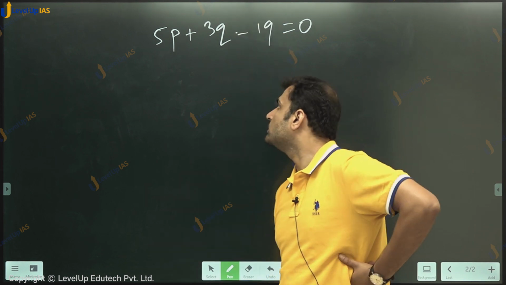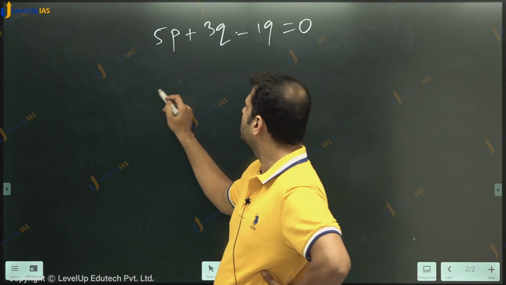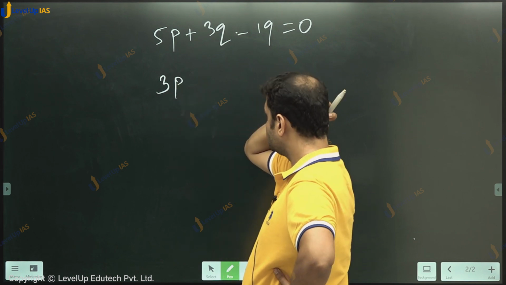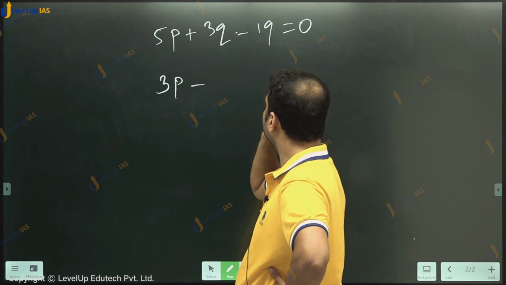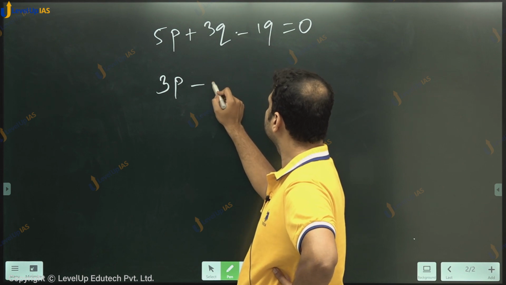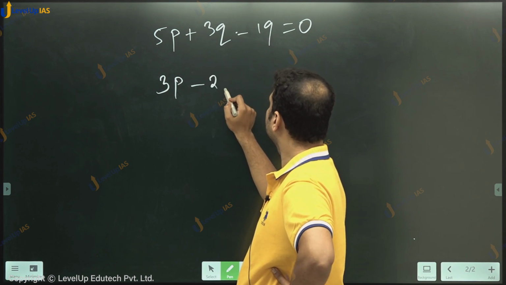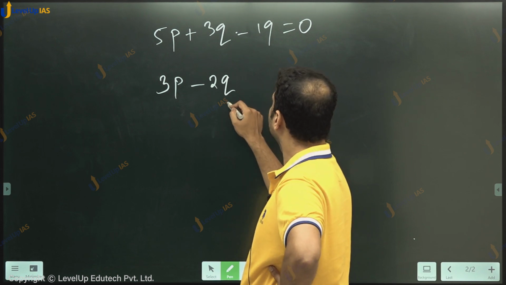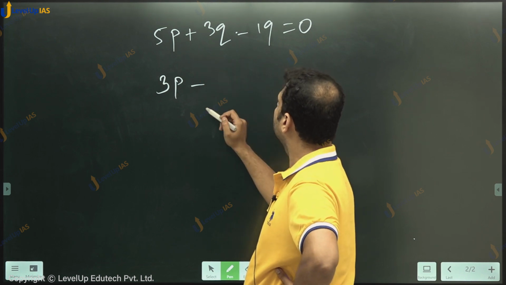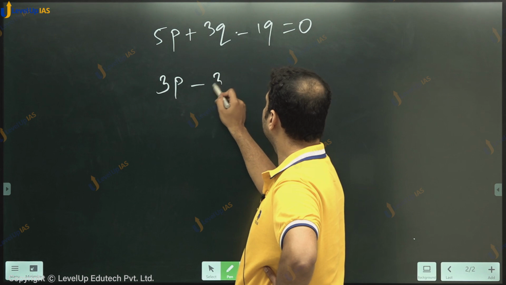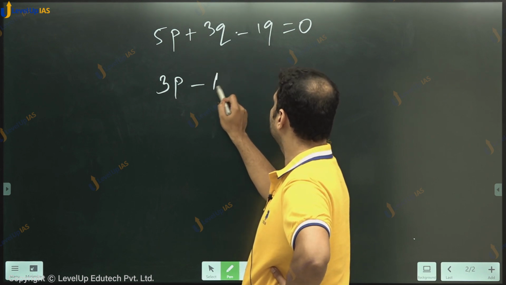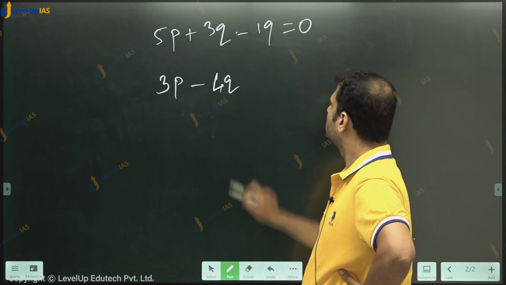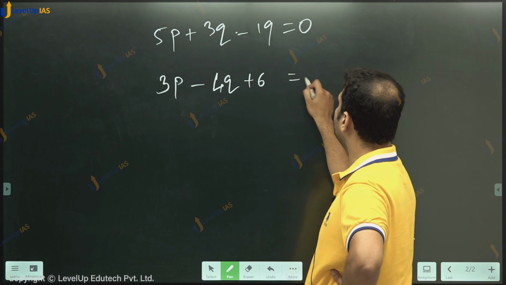Minus 19 is equal to 0, and I'll take 3p minus 2q minus 3q, so this will become easy. Let's take minus 4q plus 6 is equal to 0.